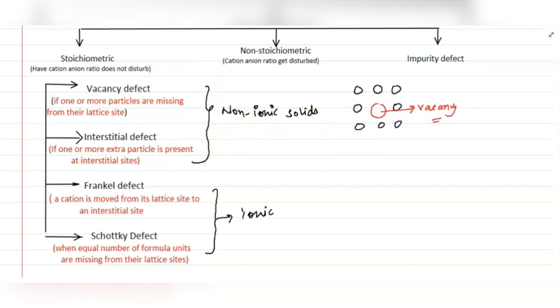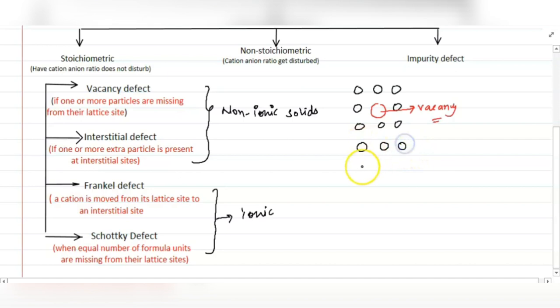Interstitial defect. What is an interstitial defect? If one or more particles exist at an interstitial site. Let's see, it is a crystalline solid, and in this crystalline solid, an extra particle is present at the interstitial point. Interstitial means the space between the particles. This is an interstitial site. So here an extra particle is present, which is not a particle of the crystal lattice, and this defect is an interstitial defect.